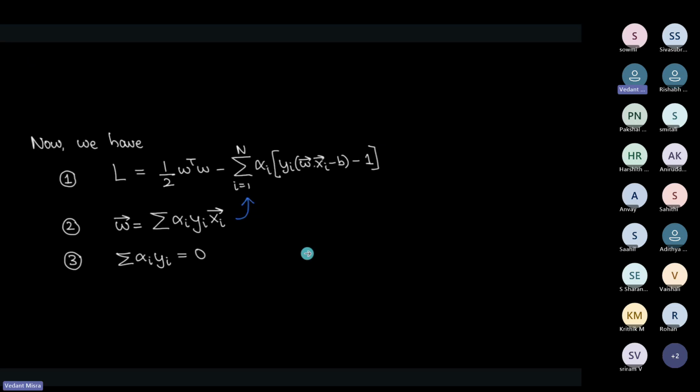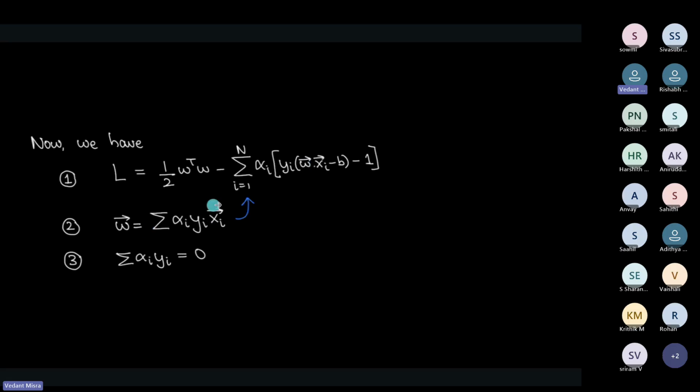So now we have three things. First, we had our initial Lagrangian. Then we got an expression for W. In this case, note that alpha I for all the non-support vectors is 0, because the non-support vectors don't contribute to the decision boundary. And third, we got this. So now our goal, again, as we said in the beginning, is to remove W and B from this equation. If it depends only on alpha I, then that would be ideal.